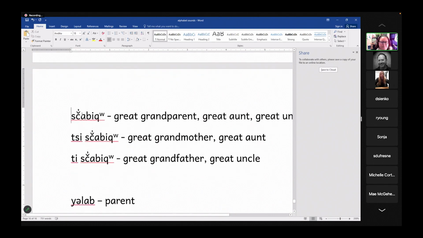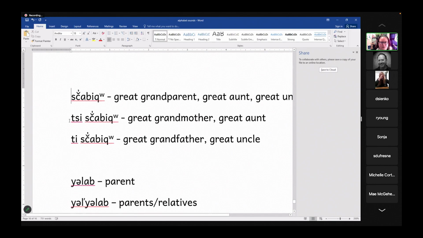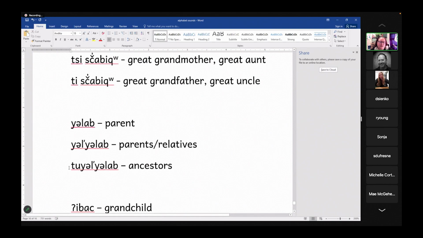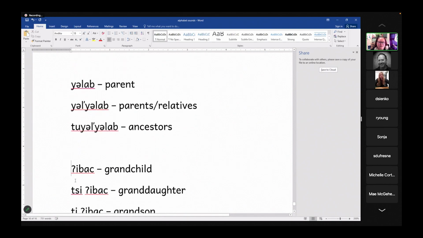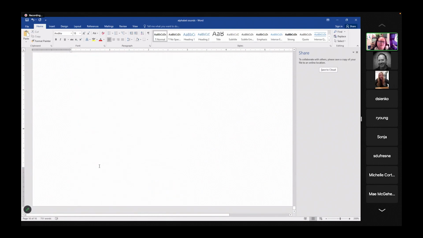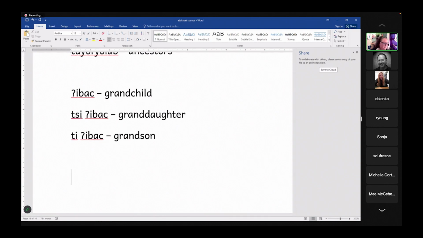Stabi, stabi, si stabi, ti stabi. Yalab, Yalab, two Yalab. Ebats, C Ebats, oops, T Ebats. And last two before we're done.